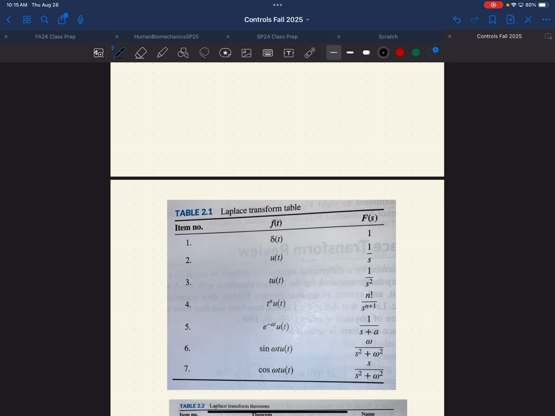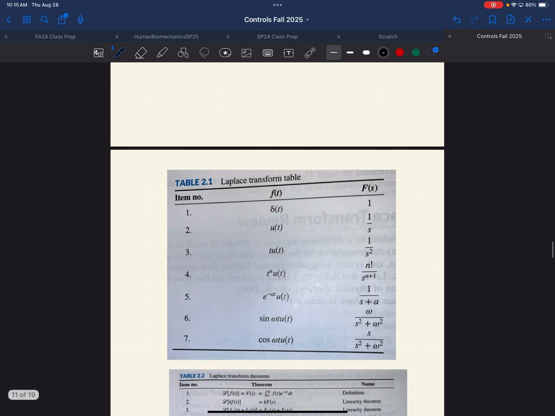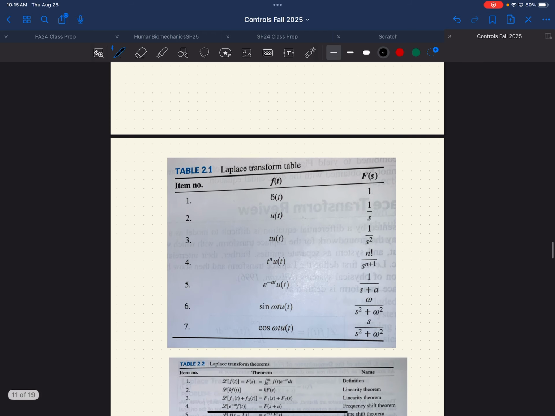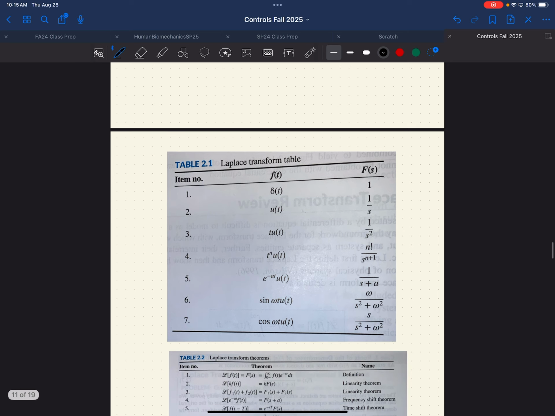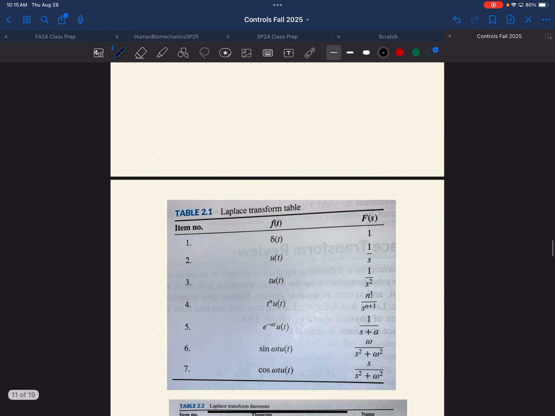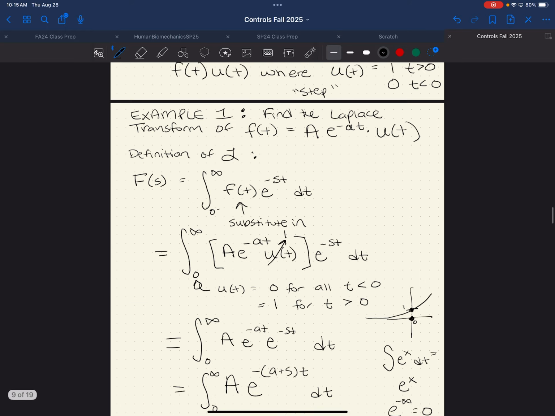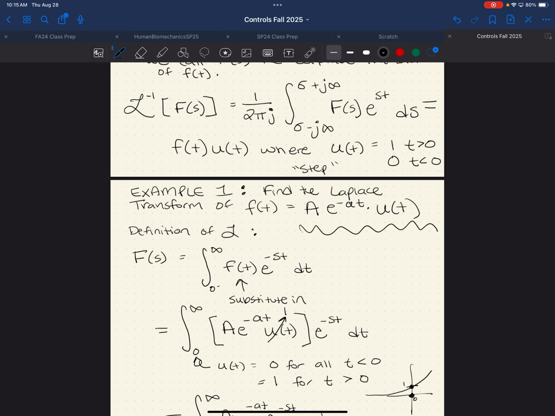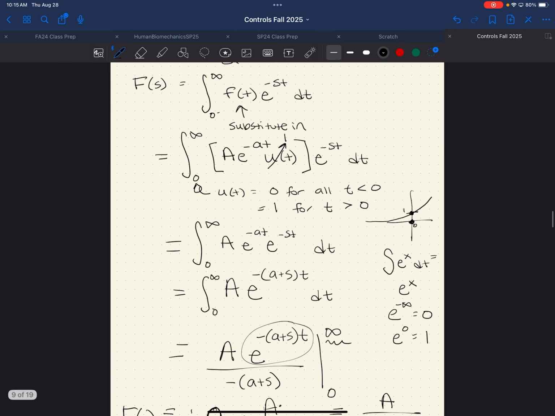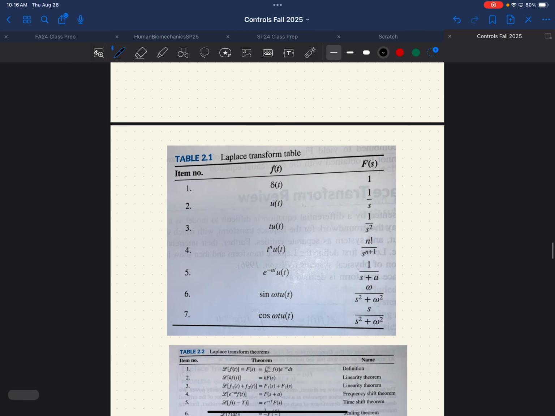Things like the impulse function, the step function, the ramp function, the parabolic function, e to the at times a step function, and our sinusoids. We can just read these off of a table. So let's see if we can compare what we tried to find the Laplace transform of to our table. We have some constant a, e to the minus at times the step function. So we had minus a, e to the minus at times u of t.